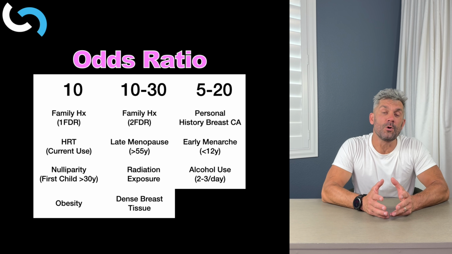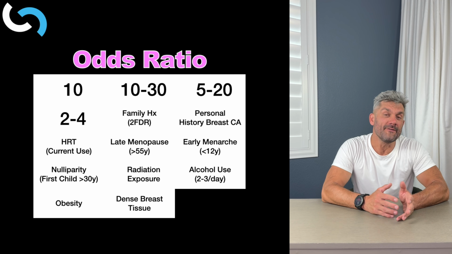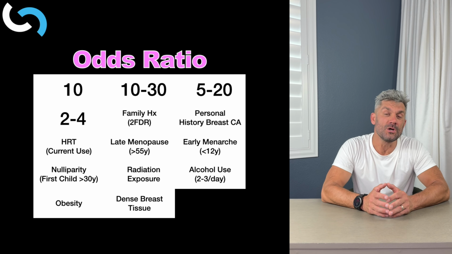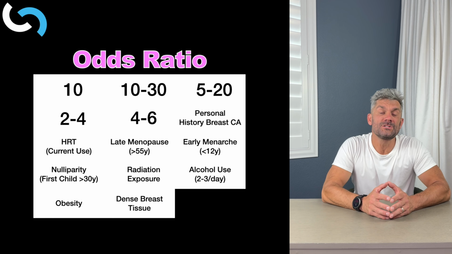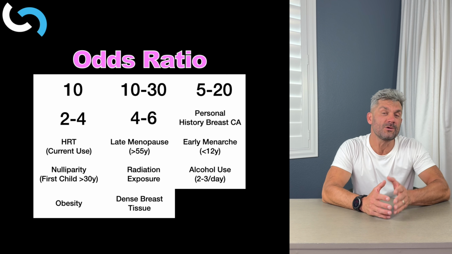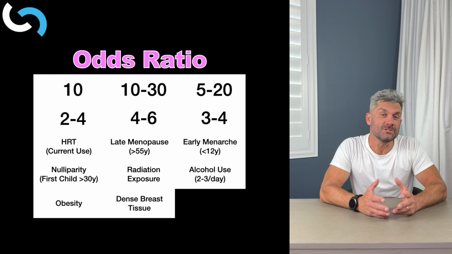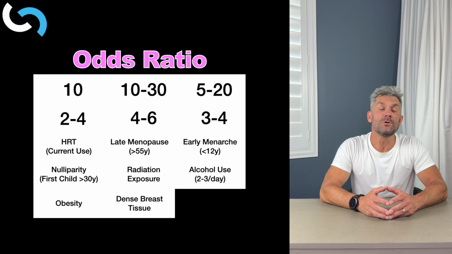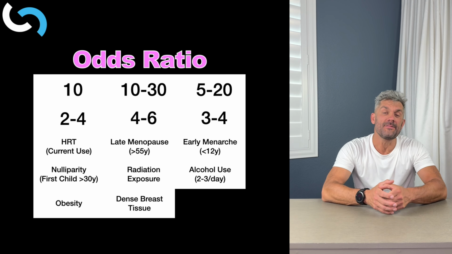Family history is an important risk factor. If we have a first-degree relative, just one of them, with a history of breast cancer, the odds ratio is 2 to 4. If we have two first-degree relatives, the odds ratio increases to 4 to 6 times the risk of breast cancer. A personal history of breast cancer also increases the risk by 3 to 4x. And there are multiple other risk factors that increase the risk of breast cancer modestly. Now, these are most likely additive. Remember, nothing in medicine happens in a vacuum. Everything happens together.